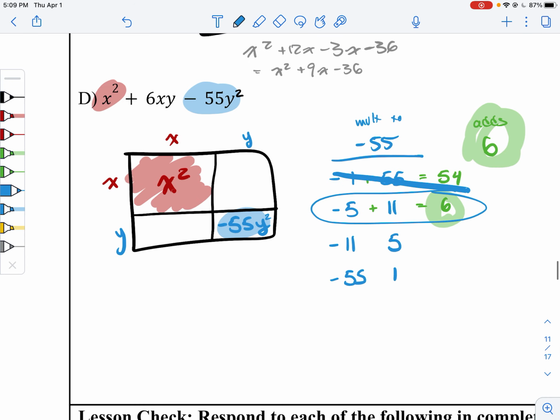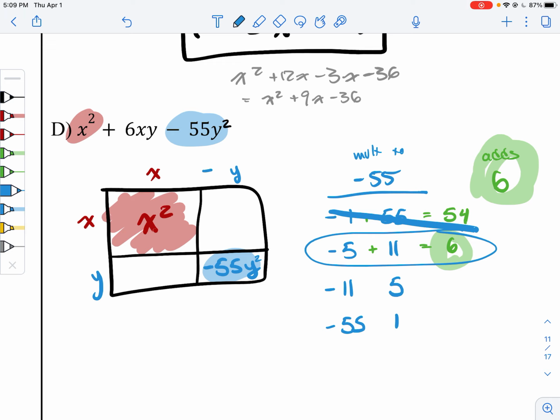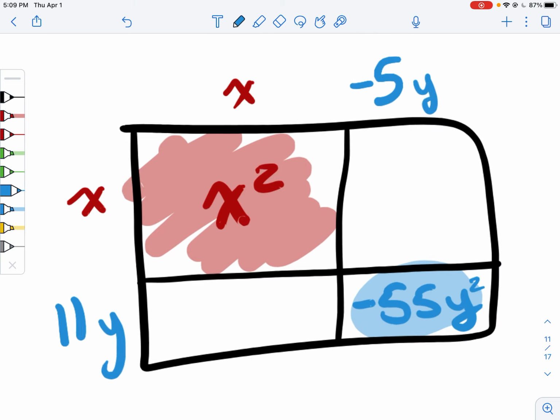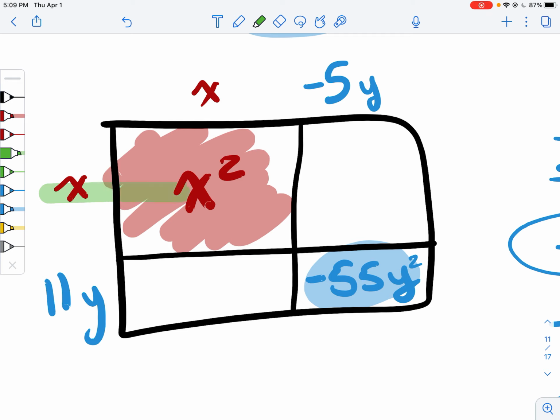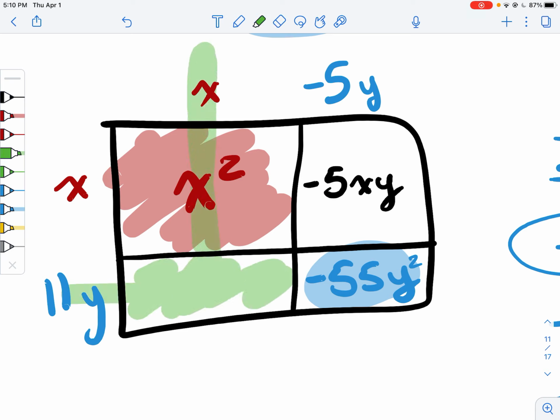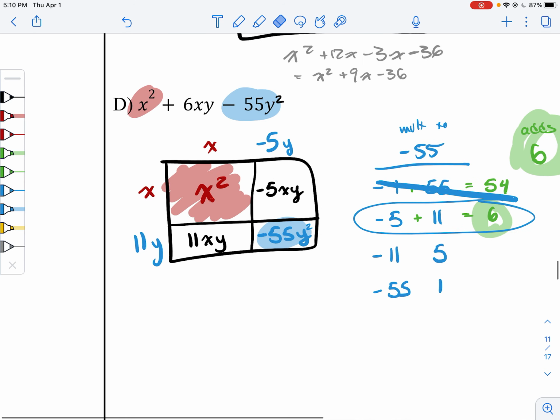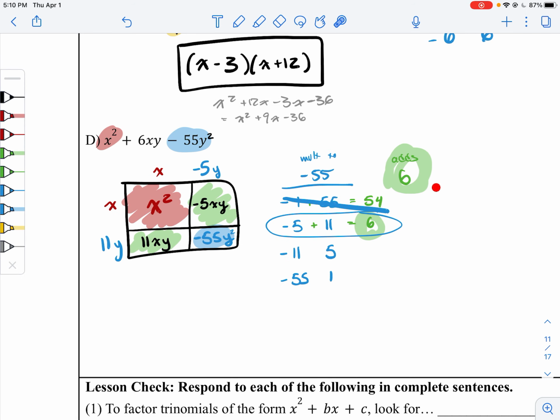Got it. So that means we need to have a negative 5y times 11y. Now let's go into our chart and see, does it really add up? So you've got negative 5y times x is negative 5xy. And then going into this guy, we've got an x times 11y, which gives us 11xy. Now do these green areas add up to a 6xy? They did, that's how we picked them. So you know we did it right.